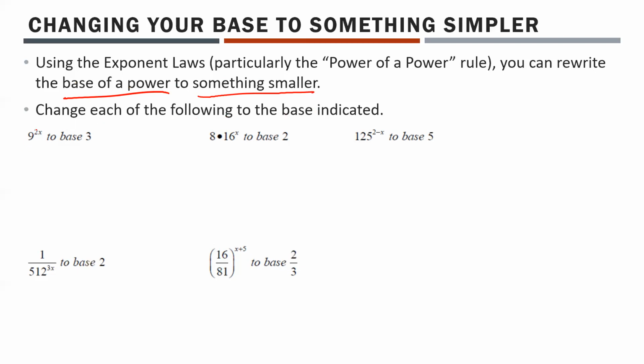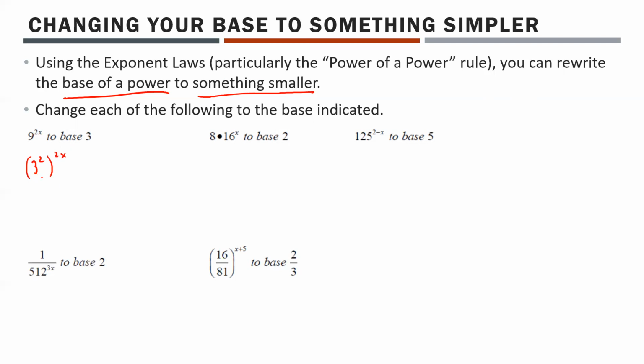So we want to make 9 to the power of 2x have a base of 3. Well, the only way to do this is to look at the base and say, can I actually reduce this so that it does have a base of 3? Well, 9 is 3 to the power of 2. That's the relationship between 9 and 3 right there, right? So in other words, instead of saying 9 to the power of 2x, I can say that's 3 to the power of 2 to the power of 2x.